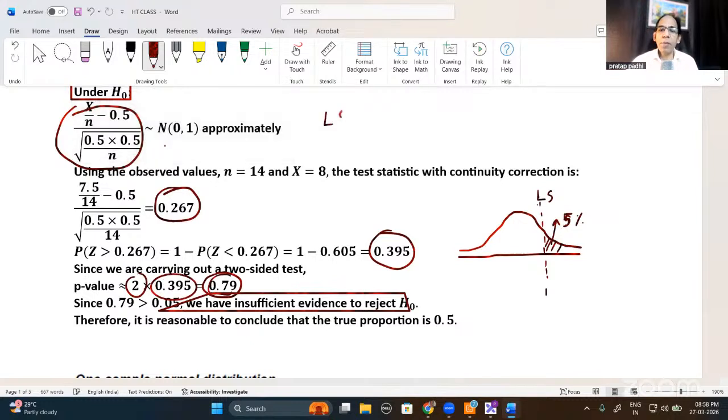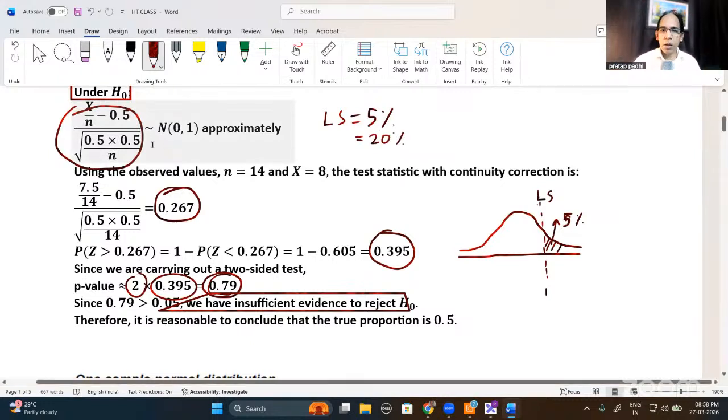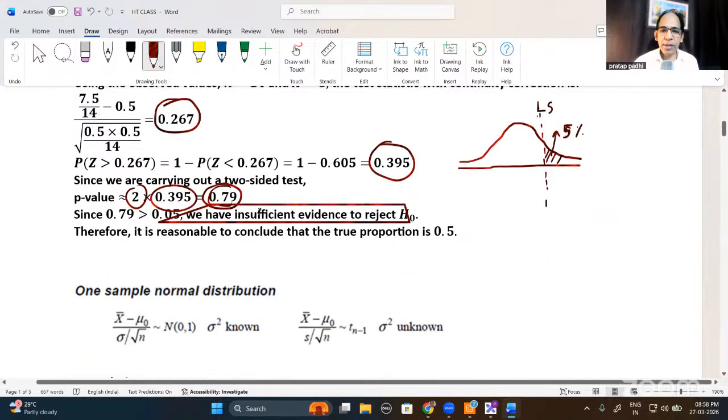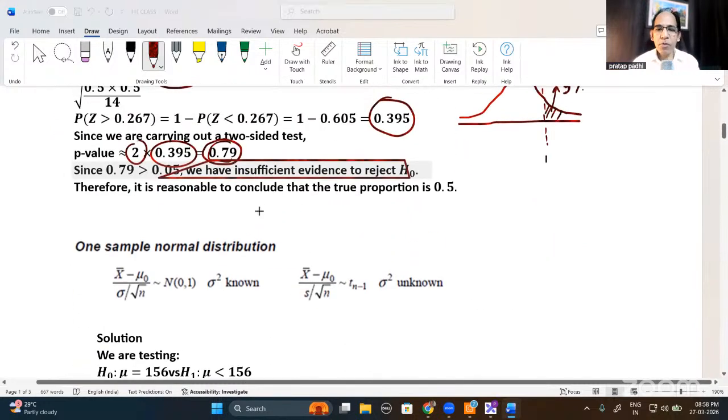So at a level of significance of 5% you are unable to reject the hypothesis H naught. Then 10%, 20%, at 20% also you are accepting H naught. Again I'm saying, remember, not rejecting means you are saying accepting. Now we'll go to the next one.